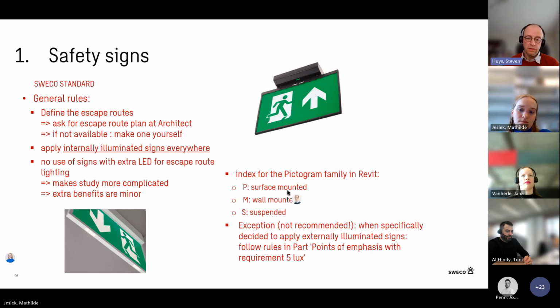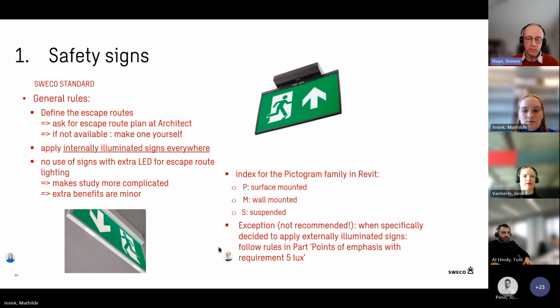Then maybe for modeling in Revit, we should use an index at the Revit families to make sure that it's clear what the mounting is. So P for surface mounting, M for wall mounting, S for suspended mounting. I think maybe the VK colleagues are using a different way, so I leave it open for them to use another way for the moment.